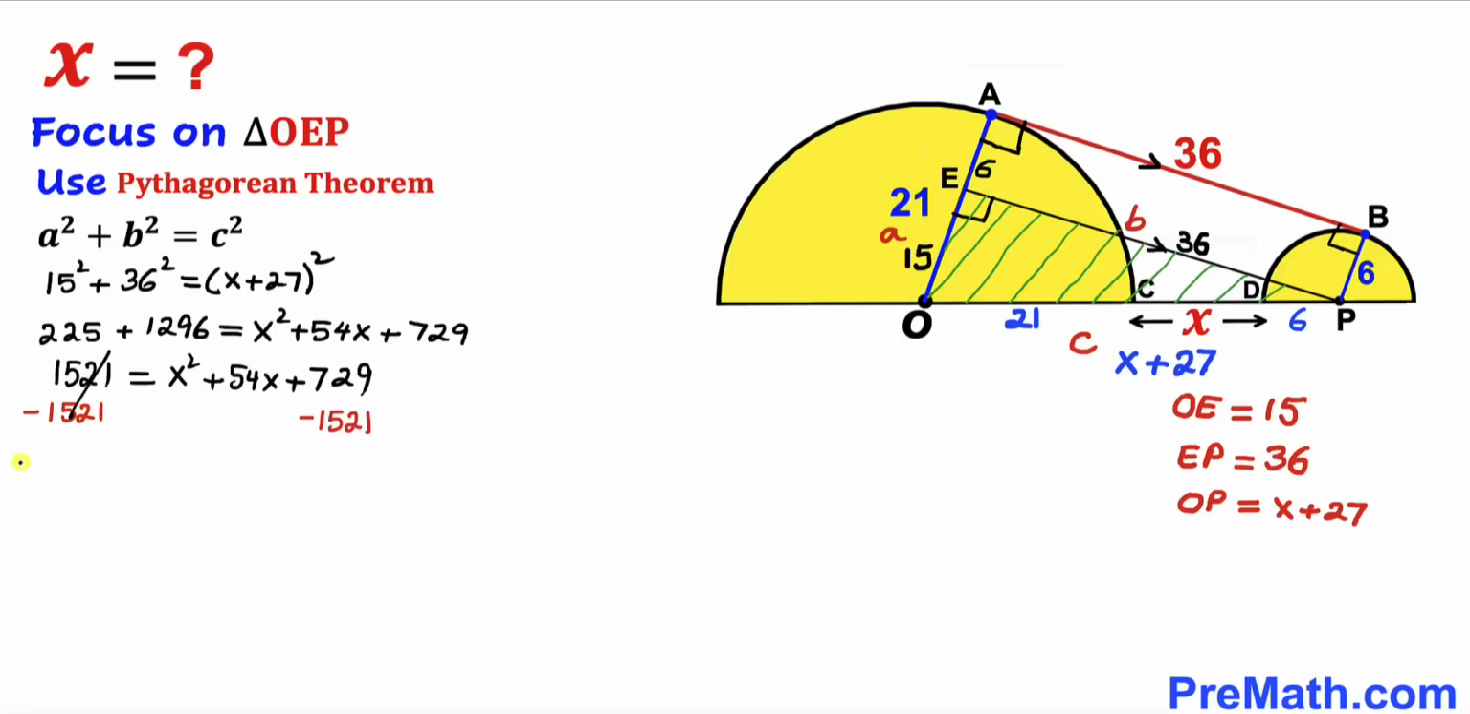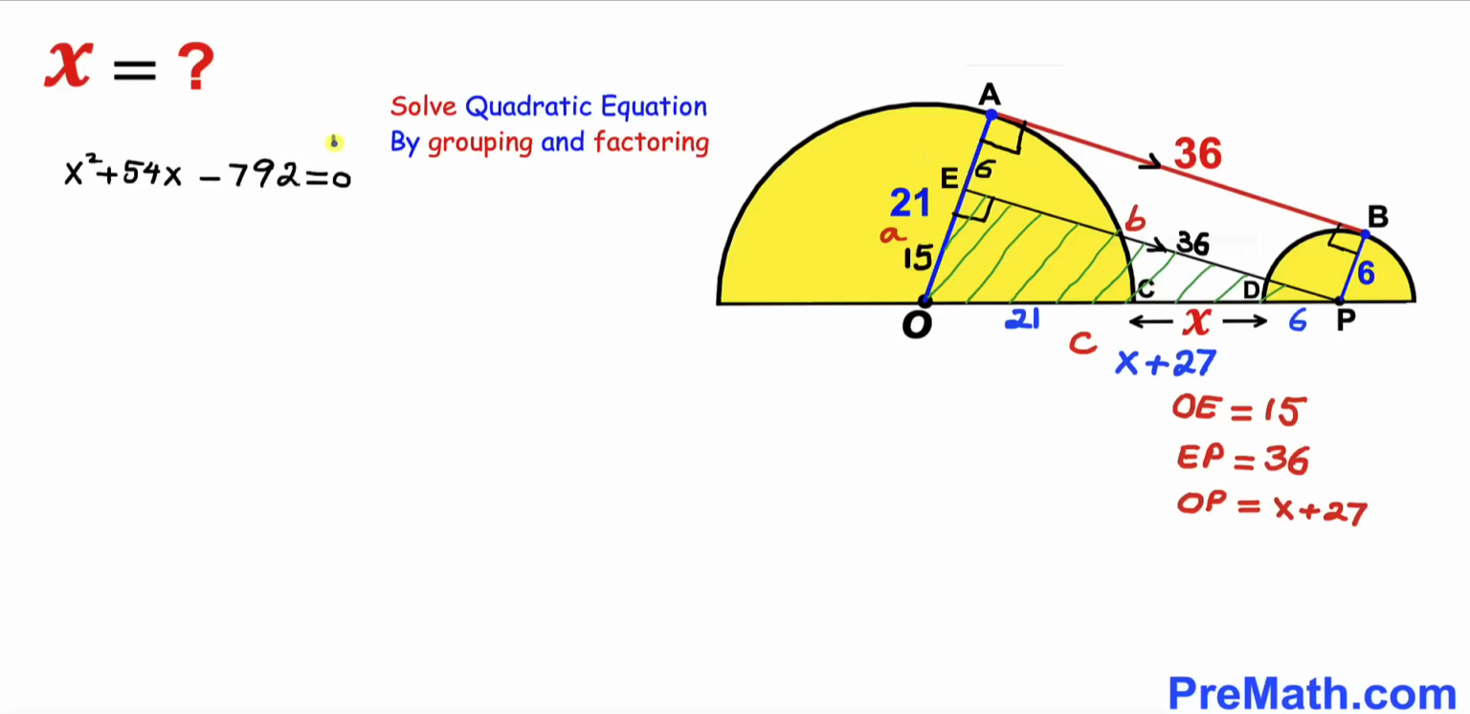This is gone. So therefore we end up with x squared plus 54x minus 792 equals 0. And now we can see that this is our quadratic equation, and we are going to solve it by grouping and factoring. So let's focus on this number 792, and here I have copied it down, and we can see that this 792 could be broken down into 36 times 22, and 36 could be written as 6 times 6, and this 22 could be written as 2 times 11.